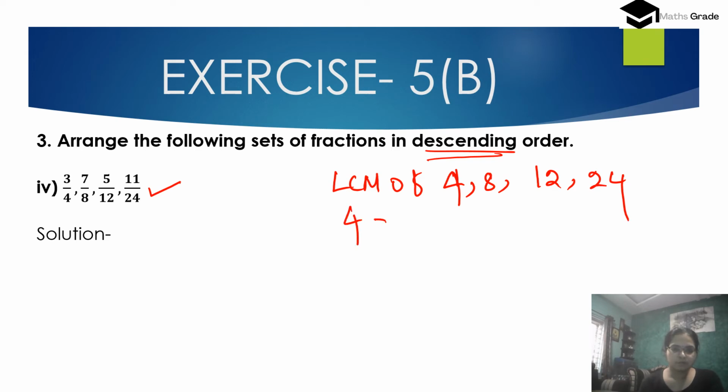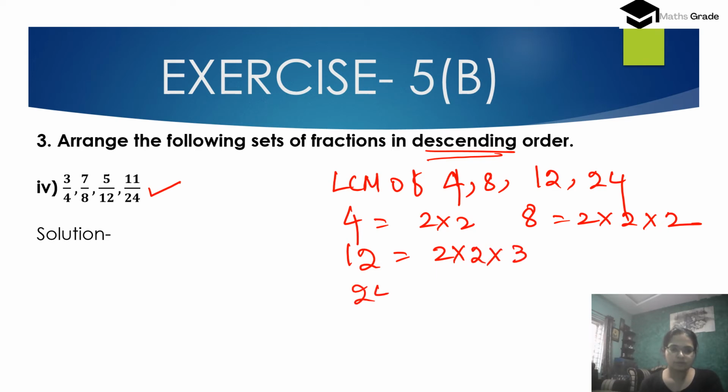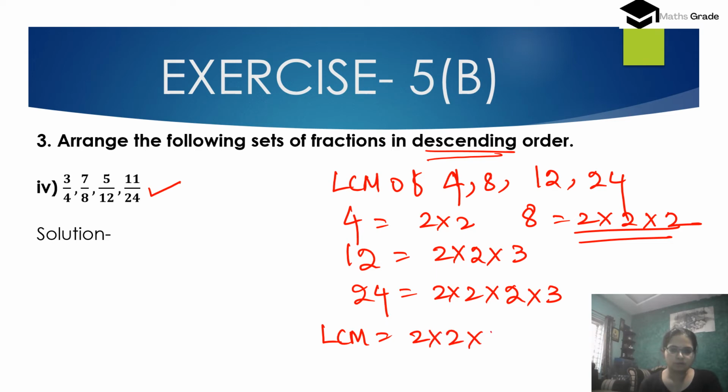The prime factorization of 4 is 2 multiplied by 2, 8 is 2 multiplied by 2 multiplied by 2, the prime factorization of 12 is 2 multiplied by 2 multiplied by 3, and 24 is 2 multiplied by 2 multiplied by 2 multiplied by 3. Now for the LCM, the maximum number of 2s is 2 multiplied by 2 multiplied by 2, and the maximum number of 3s is one 3. So the LCM of 4, 8, 12 and 24 is 2 multiplied by 2 multiplied by 2 multiplied by 3, that is 24.